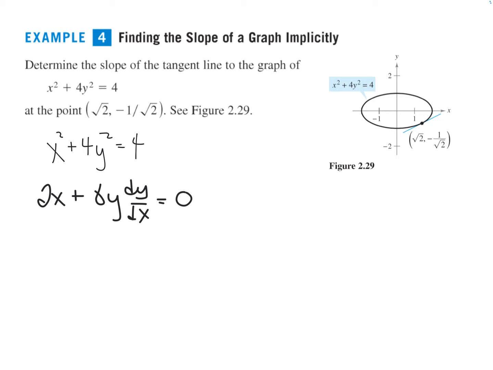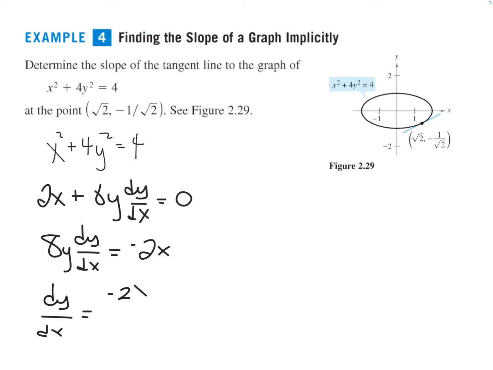So again, the 2x is going to stay on the left side, and it needs to move to the right-hand side. So I'm just going to rewrite this as 8y dy/dx is equal to negative 2x. And now I'm going to solve for dy/dx to give me dy/dx is equal to negative 2x over 8y.